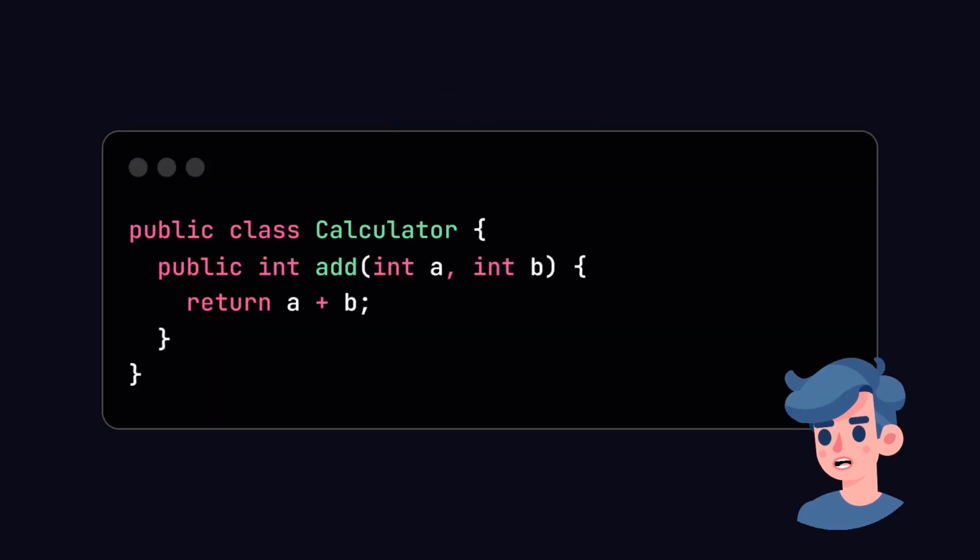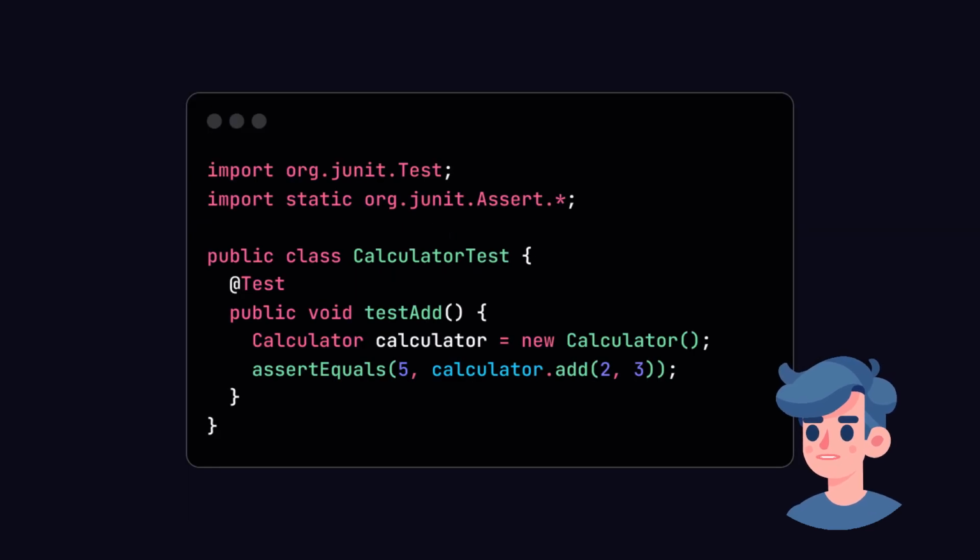To demonstrate debugging, I'll create a simple Java application that includes a basic unit test. Let's start by creating a Java class named Calculator. Inside this class, we will have a method to add two numbers. Now, let's create a corresponding unit test class called CalculatorTest. This class will contain a test for our add method.